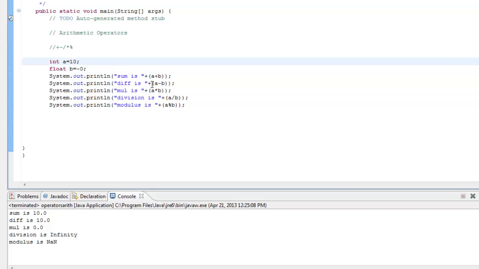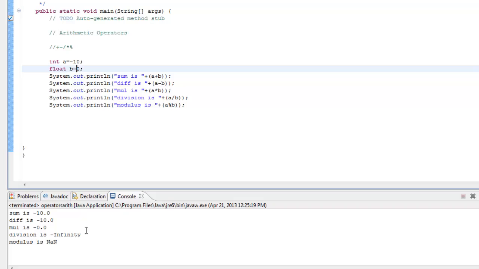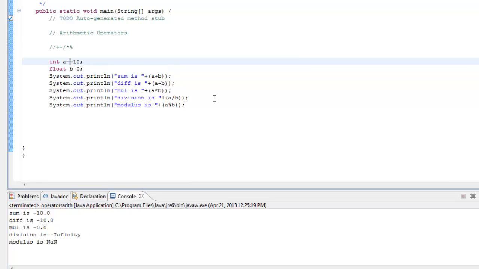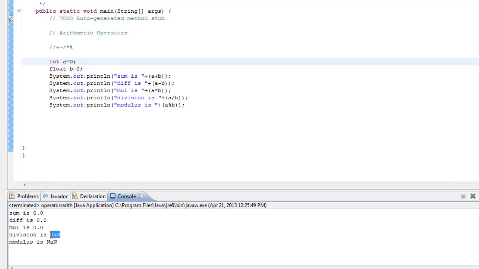In case we have a as minus 10, say this as 0, let us see. This is minus infinity. So we have two values defined for such a case, which is plus infinity and minus infinity, and modulus comes out to be not a number. So these are values defined only for floating point division and not for integer division. So in case I have say 0 divided by 0, this is a not a number.